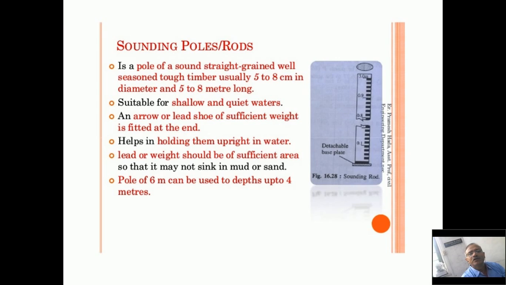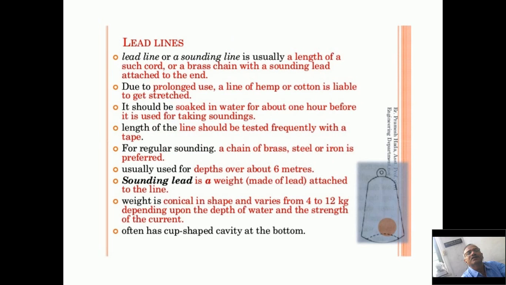So it helps in holding them upright in water. Because of that weight, it is possible to keep this rod perfectly in vertical position. A lead or weight should be of sufficient area so that it may not sink into mud or sand. So a pole of 6 meter can be used for depths up to 4 meters.